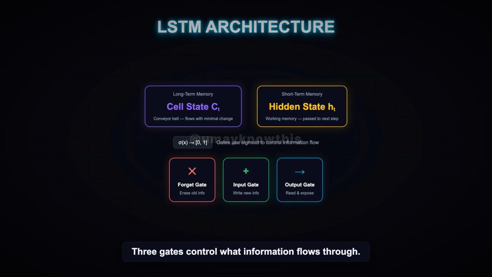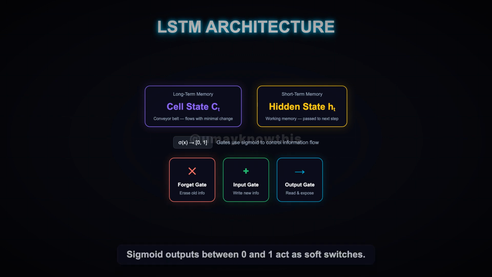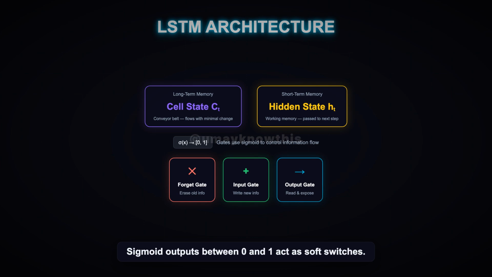Information can be added to or removed from the cell state through three carefully designed mechanisms called gates. These gates use sigmoid functions to output values between 0 and 1, controlling how much information flows through. A value of 0 means block everything. A value of 1 means let everything through.